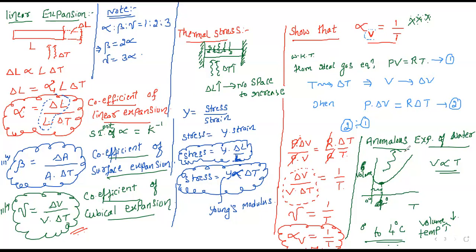So this is also one important concept. They may ask you to explain the anomalous behavior of water, or what is the concept of anomalous expansion of water. We have to tell that from 0 degrees Celsius to 4 degrees Celsius, there will be a decrease in the volume instead of an increase. This reverse behavior is what we consider the anomalous property of water.